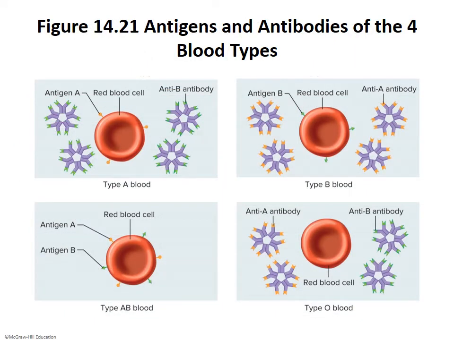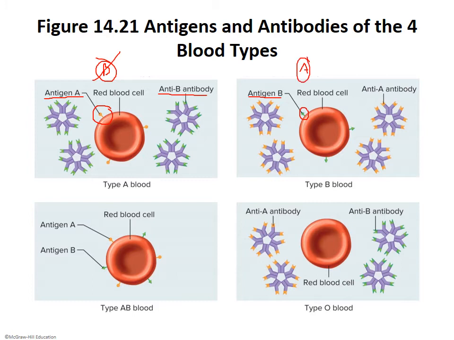Now this is a picture, we saw this a little bit in lab, showing the combination. So I have A antigens on my cell surface. That means I do not have B. So B is not my friend, so that means I make anti-B antibodies. This person has antigen A. There is no antigen B.